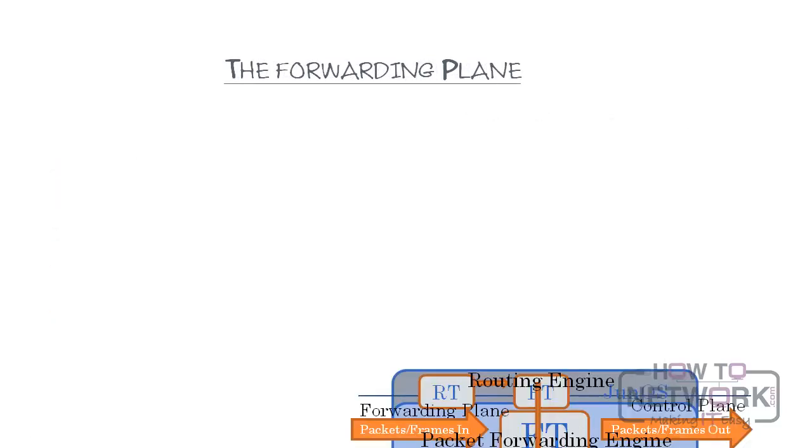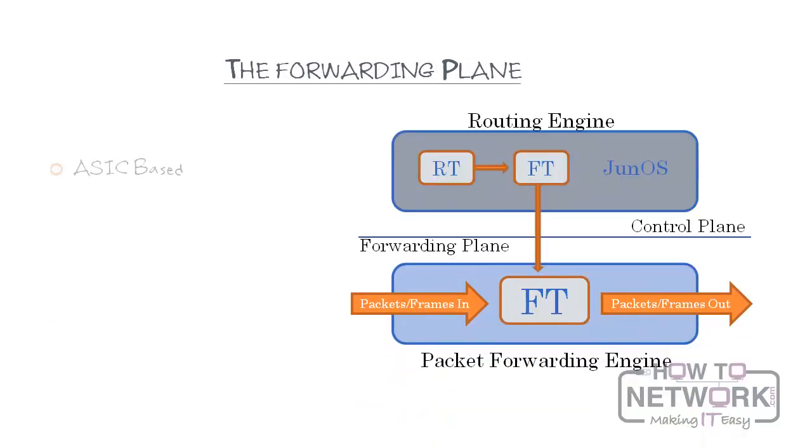The forwarding plane is ASIC based, as it offers better performance for extremely fast execution of packet forwarding. Just keep in mind that the forwarding plane does all the legwork in moving the packets and frames around. So it pretty much does what the control plane tells it to do.